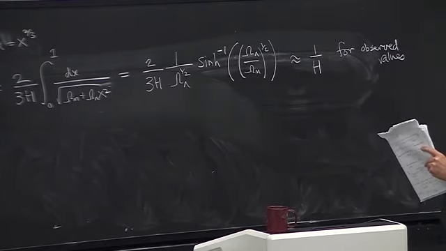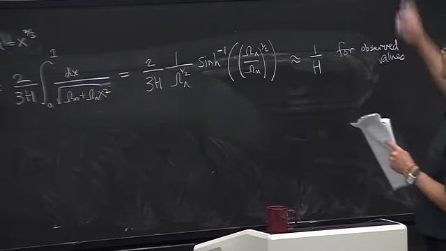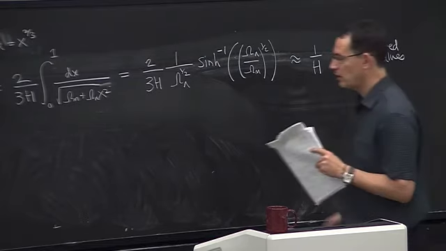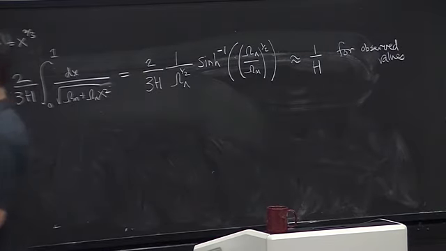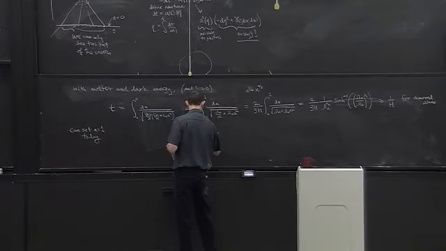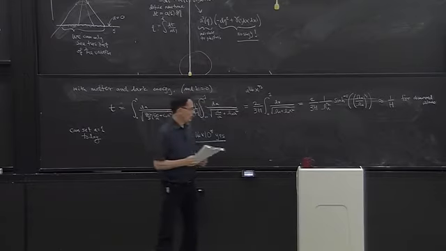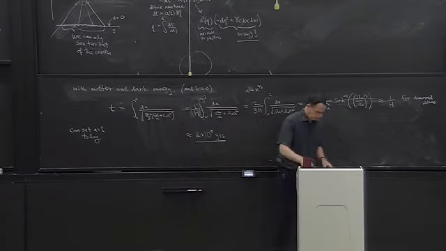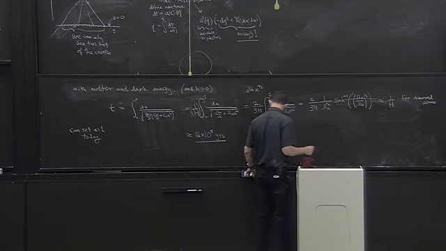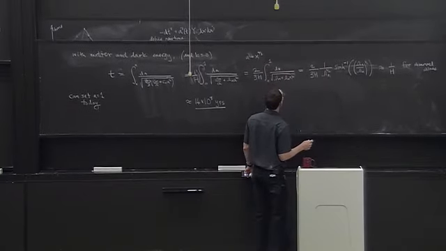And so the age of the universe, I think I should have put 14 billion years up there, in fact. So this turns out to be 14 times 10 to the 9 years. So let me just correct that 15 to 14.